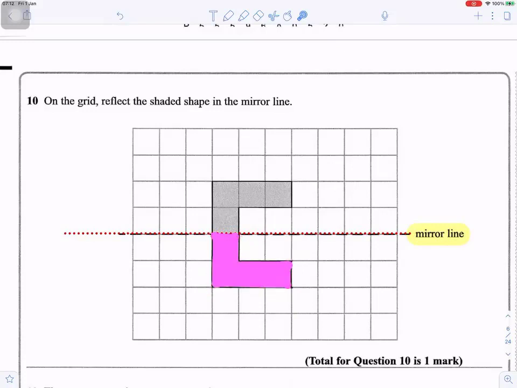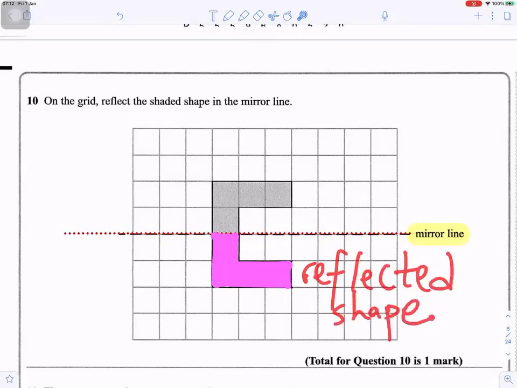And I've colored it in pink. So that's a reflection of the shaded shape in the mirror. They should have the same color. I just colored it in pink to show that this is the reflected shape, what we call the image, and this one is the object.